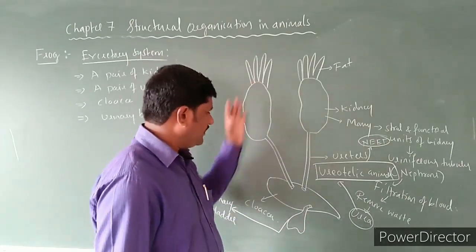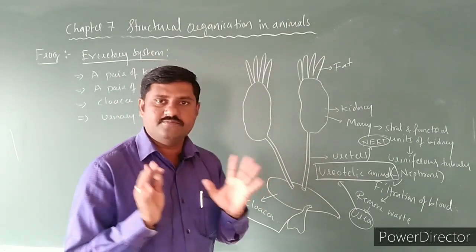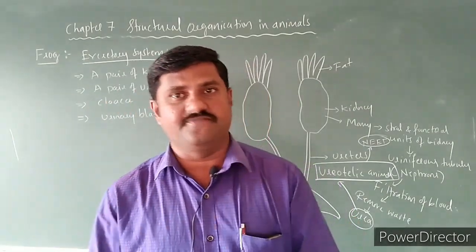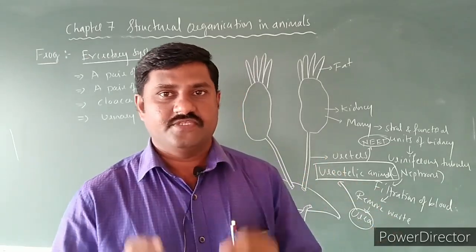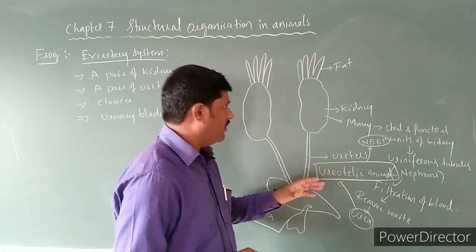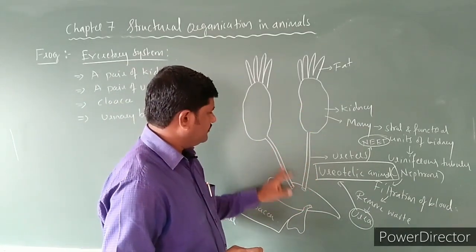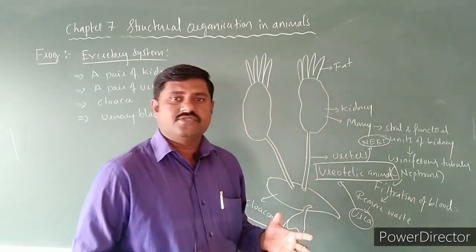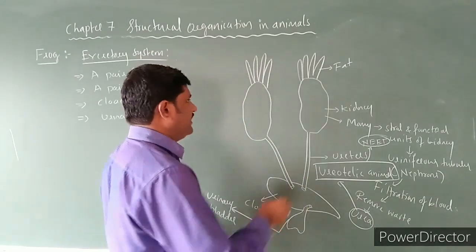This is how the excretory system is commonly in frogs, but especially in male frog it is somewhat different, and in female frog it is somewhat different. See here, in male frog, this kidney as well as these ureters act as the urinogenital tract. What is it acting as?